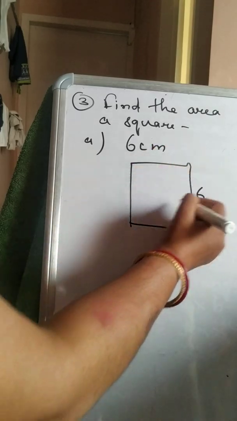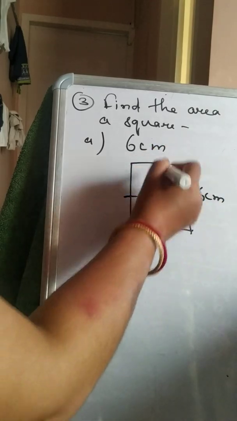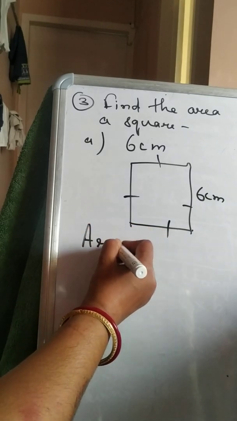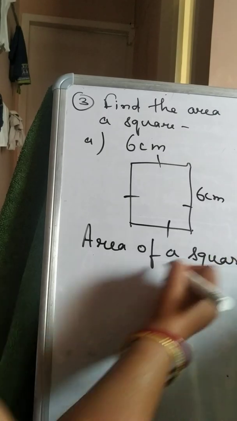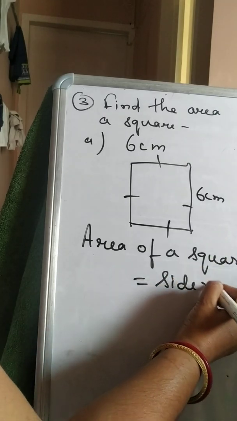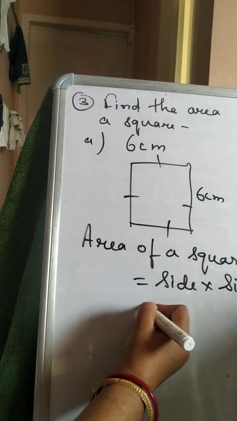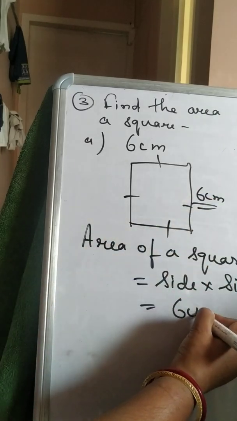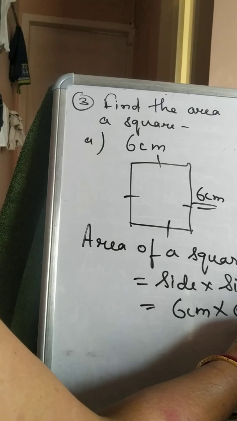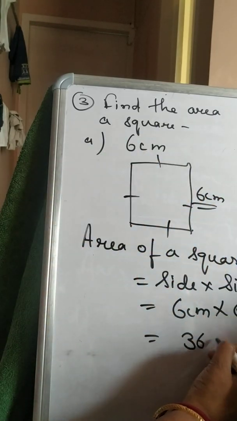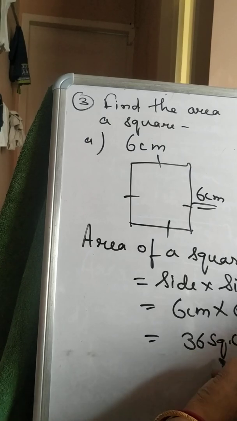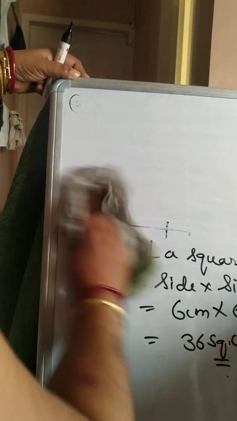In square each sides are equal. So area of a square is equal to what? Side into side. So here side is 6 centimeter, 6 centimeter into 6 centimeter because each sides are equal. So 6 sixes are 36 square centimeter. Square is the unit of area. So similarly you have to do question number 3.